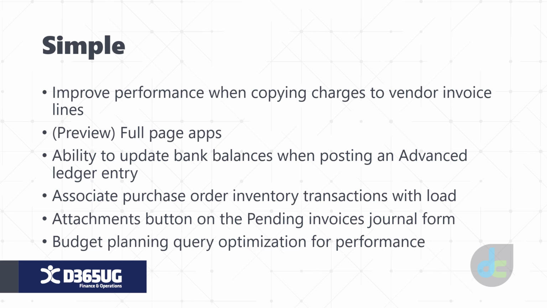Next is the associate purchase attachments button on the pending invoices journal form. So this will just enable the header attachments button for pending invoices, so you can post attachments to a pending invoice. Next is budget planning query optimization. Again, this is just a performance enhancement. If you turn this on, there's some different logic on the back end that happens that is more performant for everyday use.